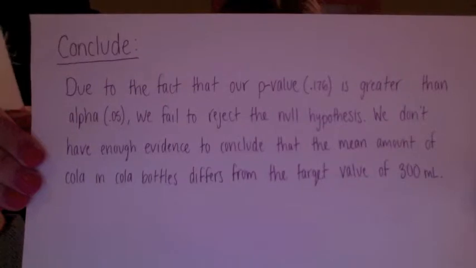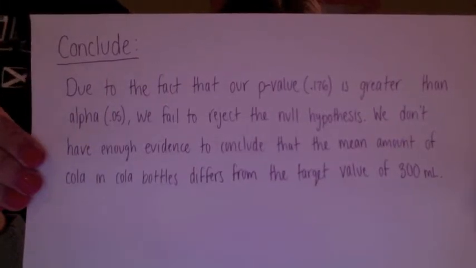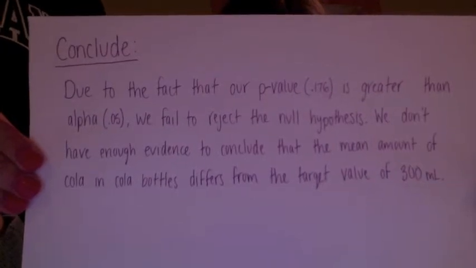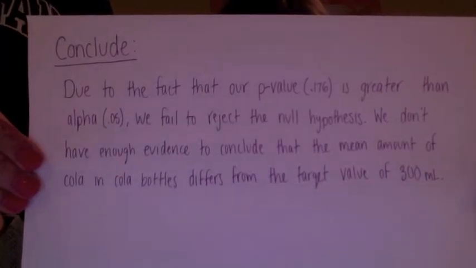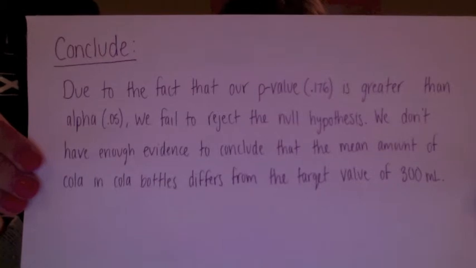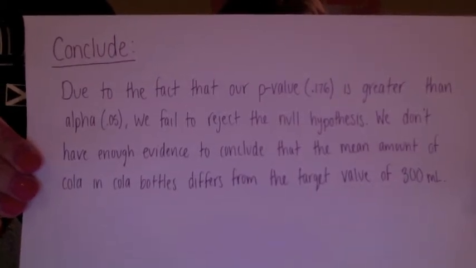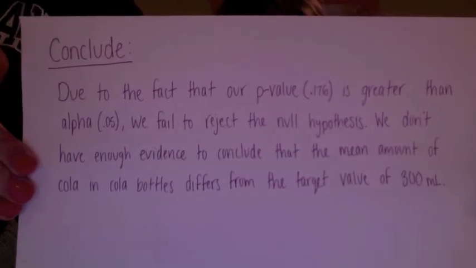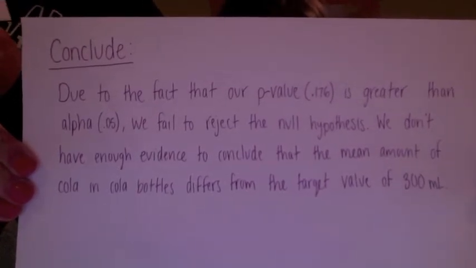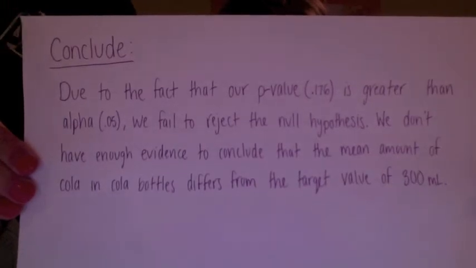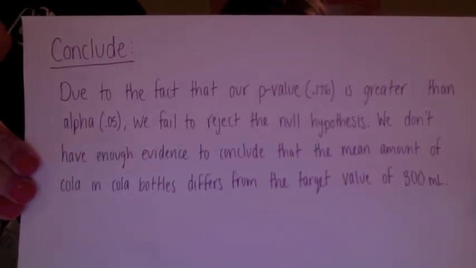The last part of the 4-step hypothesis test is the conclude. The conclusion is a 2-sentence wrap-up to the entire problem. The first sentence of the conclusion refers to the null hypothesis, while the second sentence refers to the alternate hypothesis. In general, if your p-value is less than alpha, you reject the null hypothesis in favor of the alternate. If your p-value is greater than alpha, you fail to reject the null hypothesis.